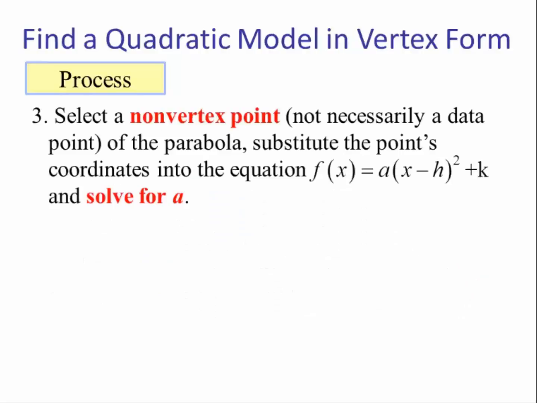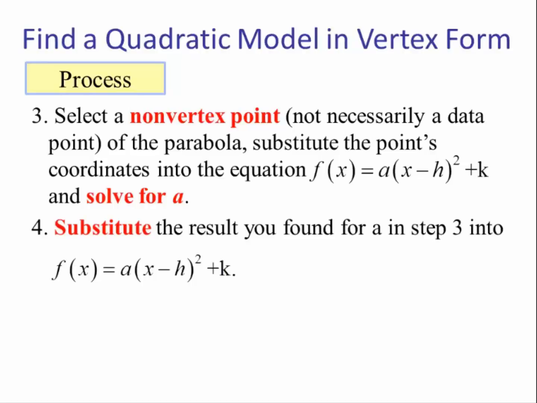Number 3, select a non-vertex point of the parabola, and it doesn't have to be a data point, and substitute the point's coordinates into the equation f(x) equals a times (x minus h) squared plus k, and solve for a. And number 4, substitute the result you found for a in step 3 into the function.